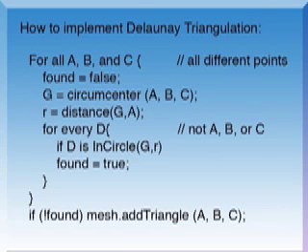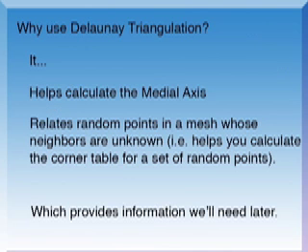Here is some pseudocode that implements the Delaunay triangulation of a cloud of points. It is a very literal translation of the definition and has a big O of n to the fourth, so if your calculations are time sensitive, you may need a more complicated algorithm. The Delaunay triangulation is helpful because, 1, it allows you to calculate the medial axis transform, and 2, it relates random points in a mesh to neighbors who are unknown. This information will become useful later on.